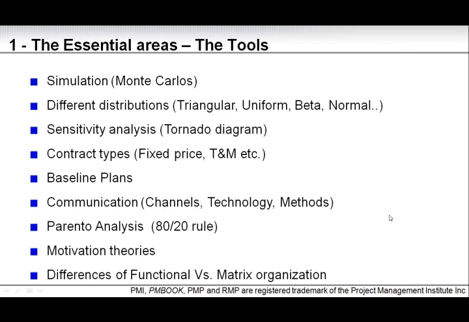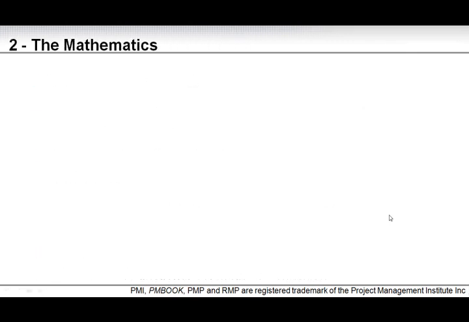And then lastly, in our essential areas that we believe you should look at, you need to know about the differences of a functional versus a matrix organization. And when we talk about organizations, you also need to know what the communication channels, technologies, and methods are that should be applied when communicating in the various organizations. These areas are absolutely critical. You need to know the topics for these areas, as they will be in the majority of the questions that you should expect.